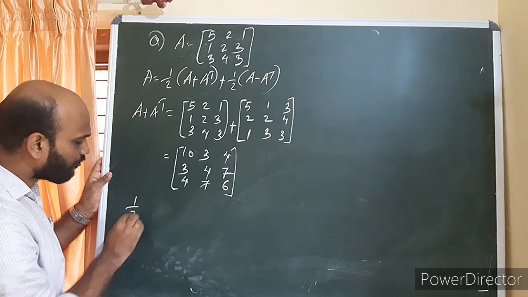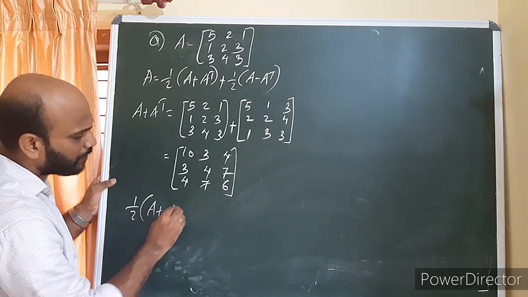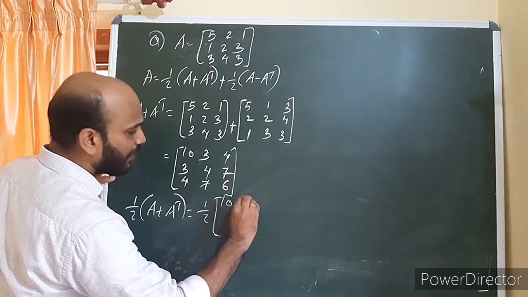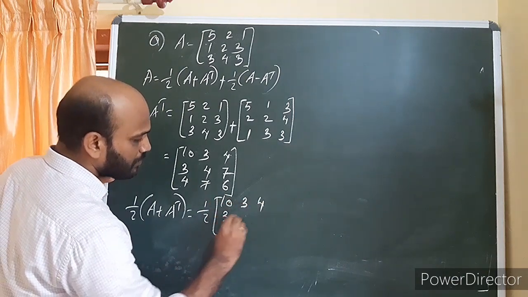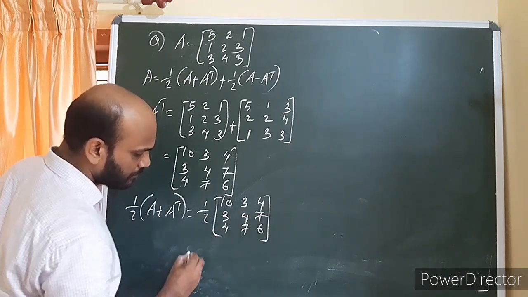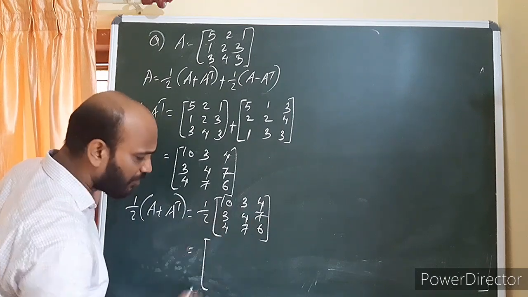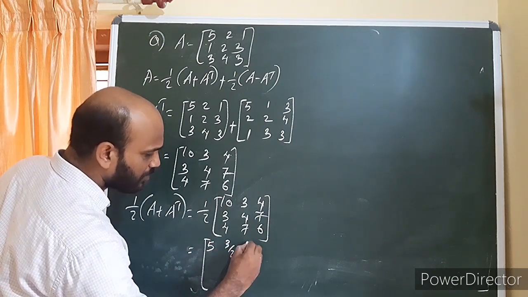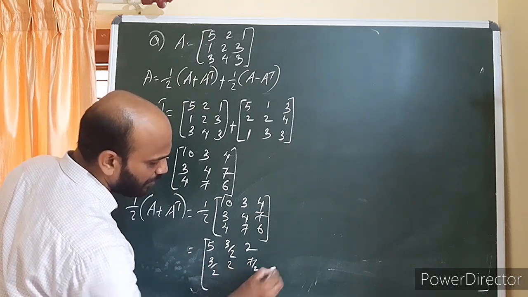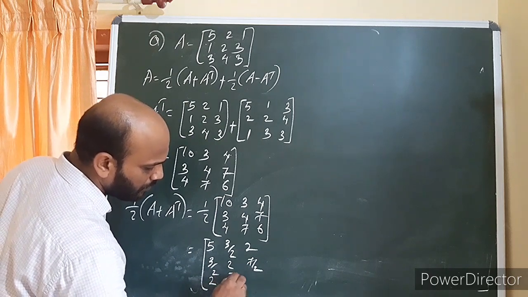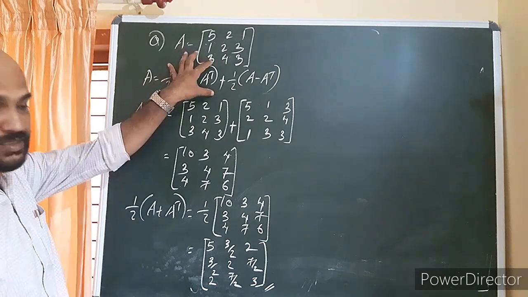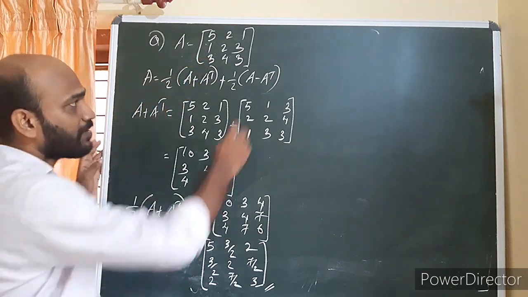So we want to find half into (A plus A transpose). That is half into matrix 10, 3, 4, 3, 4, 7, 4, 7, 6. That is equal to, you can multiply with half, you get 5, 3 by 2, 2, 3 by 2, 2, 7 by 2, then 2, 7 by 2, 3. That is our first, that is symmetric matrix. Now you have to find skew symmetric.